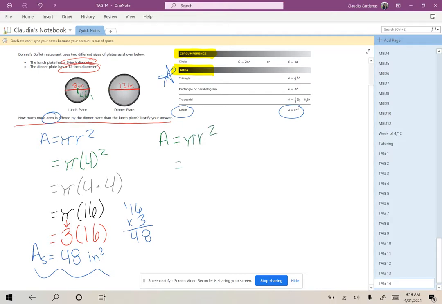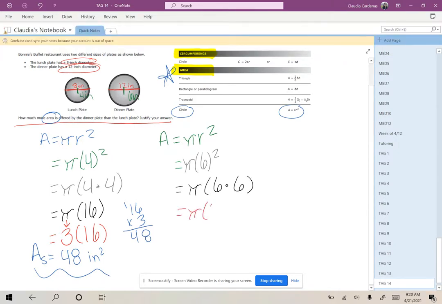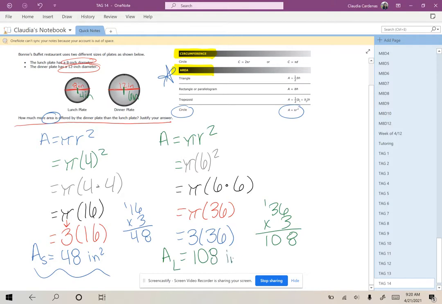So if I see the diameter is 12 inches, the radius then would have to be 6 because that is half of 12. And so when I substitute that into my formula, I'm going to write 6 squared as 6 times 6. So when I multiply 6 times 6, I see that that's 36. And now I can get ready to multiply by pi. But luckily, we've made it even easier for ourselves to just use 3 instead of 3.14. And 36 times 3 is 108. So the area of the larger plate is 108 inches squared.